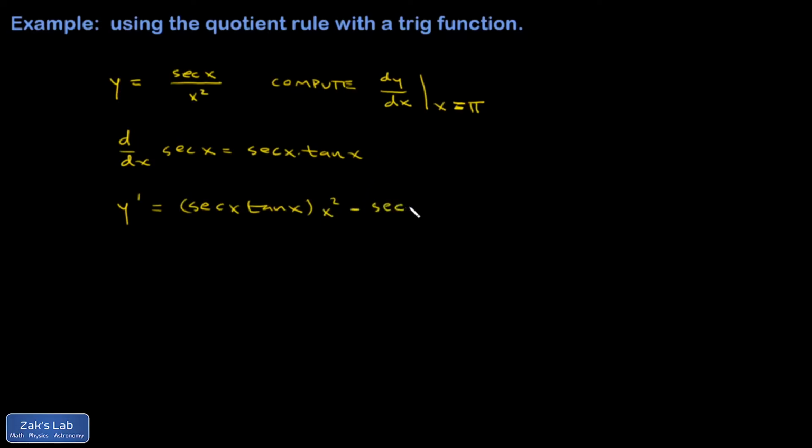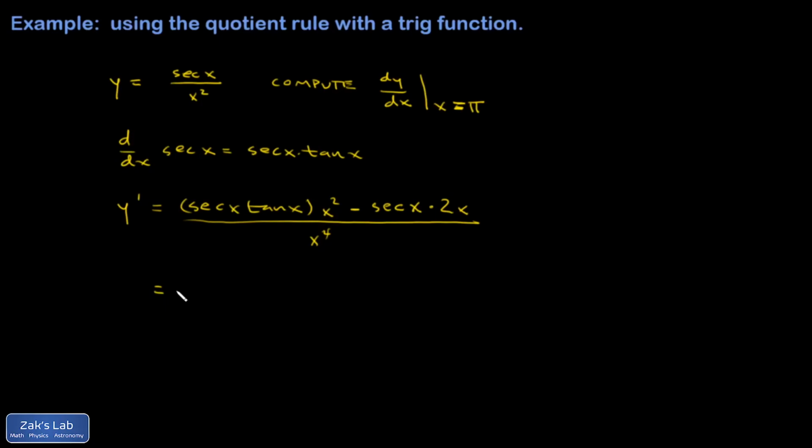subtract what you get by leaving the top function alone, multiplying by the derivative of the bottom function, and then divide that whole thing by the square of the denominator, so we get x to the fourth out of that. Okay, there's not a lot that you could do.